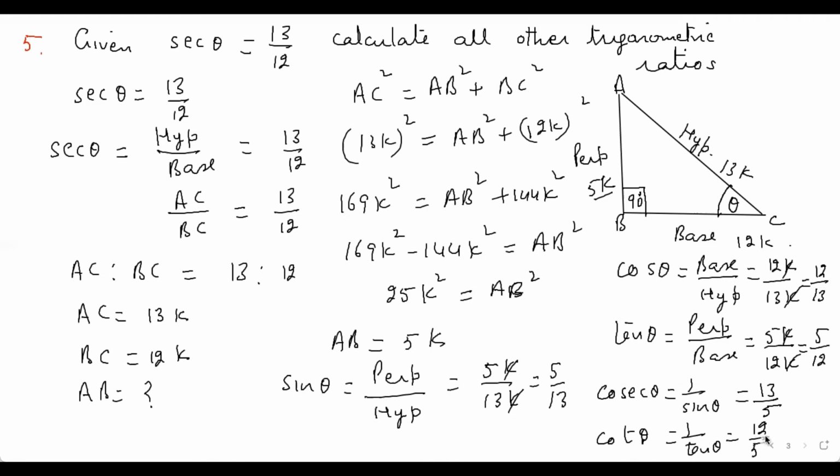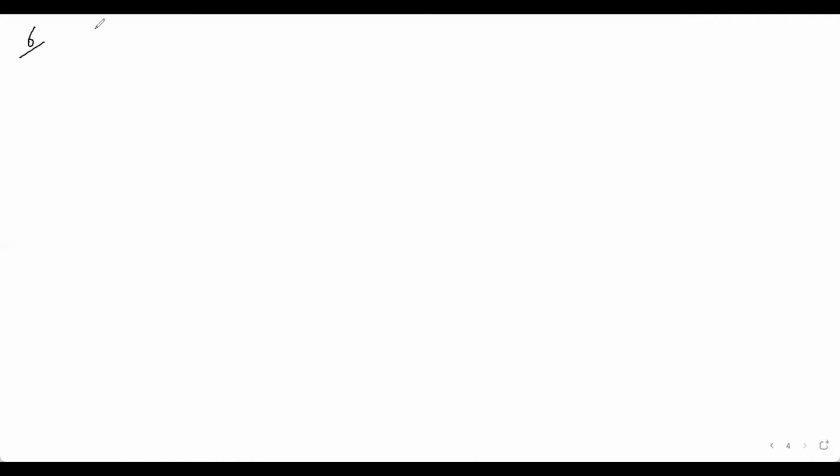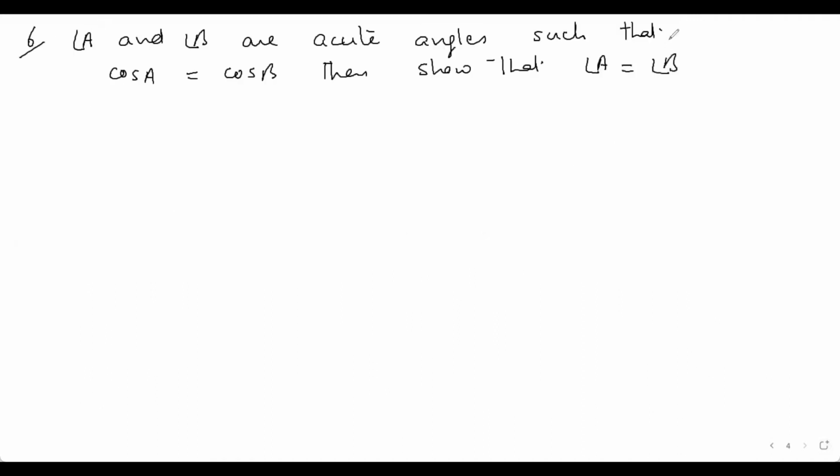This is how we will find all other trigonometric ratios. Now the sixth sum is, the question is: angle A and angle B are acute angles such that cos A is equal to cos B. Then show that angle A is equal to angle B. I'm going to draw a right angle triangle.